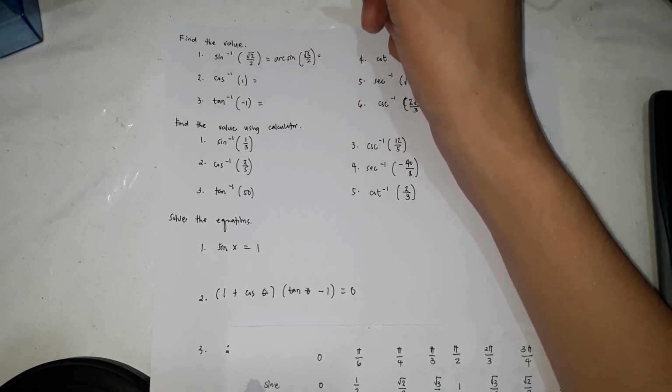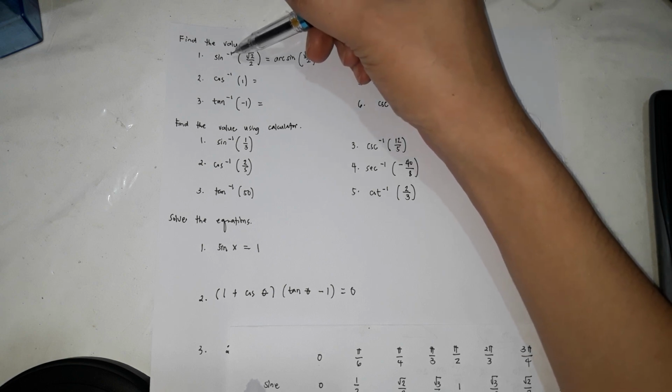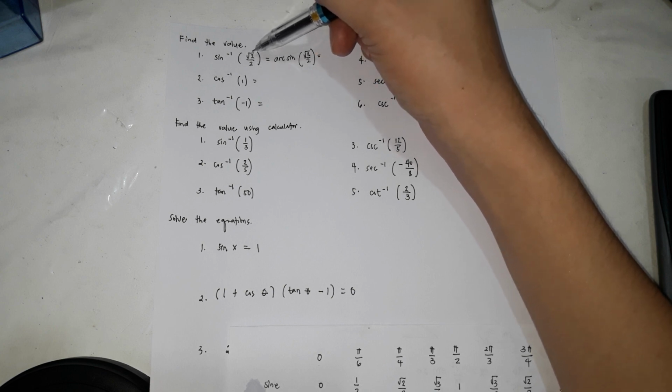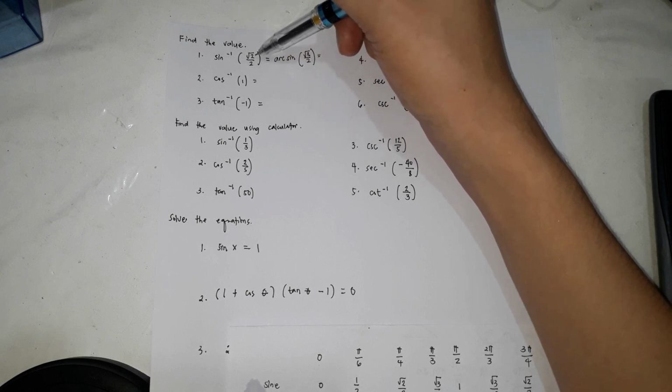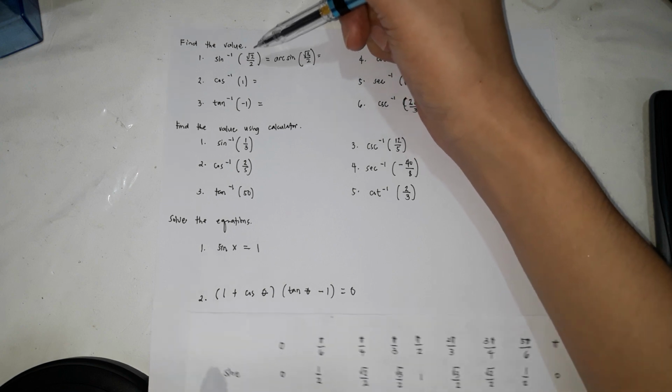So how are you going to identify? In this one, if it is the inverse, sine to the negative 1 of square root of 2 over 2, ibig sabihin, you're going to look for the angle na ang value ng trigonometric function is square root of 2 over 2.